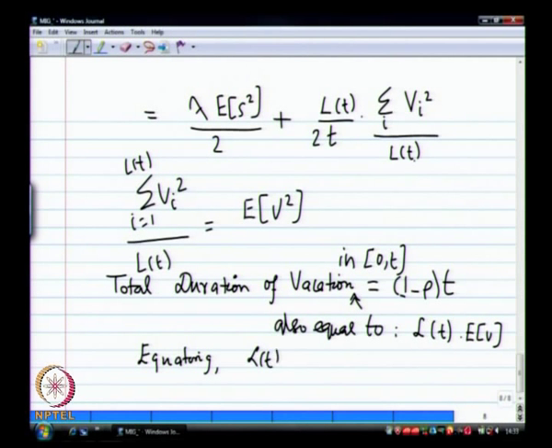So L of t by t in the long run approaches 1 minus rho by E of V. L of t into E of V equals t into 1 minus rho, therefore L of t by t approaches 1 minus rho divided by E of V.